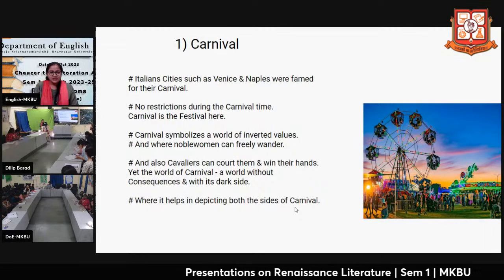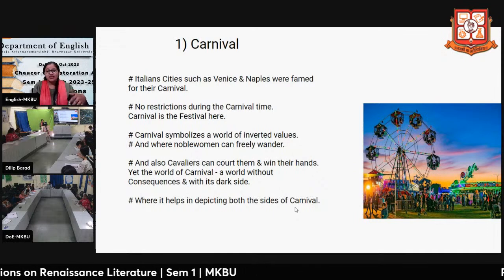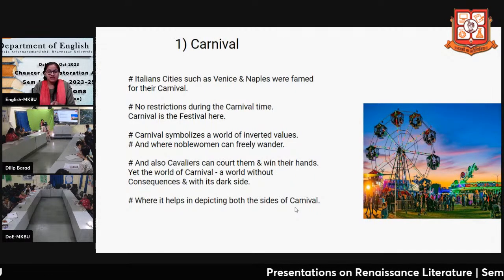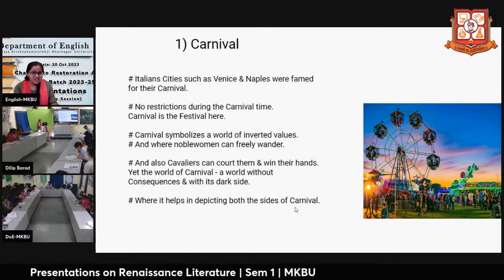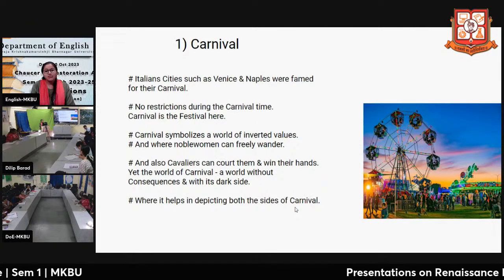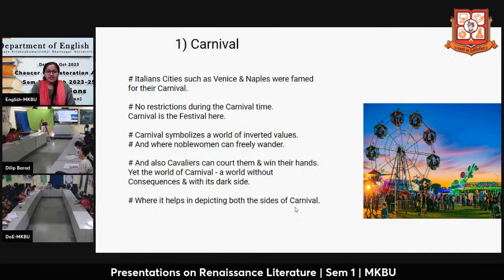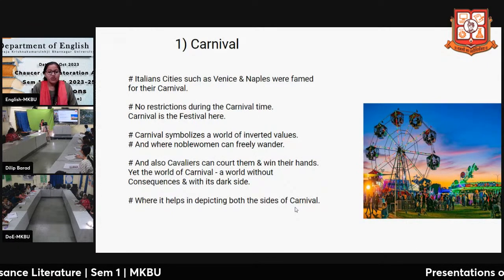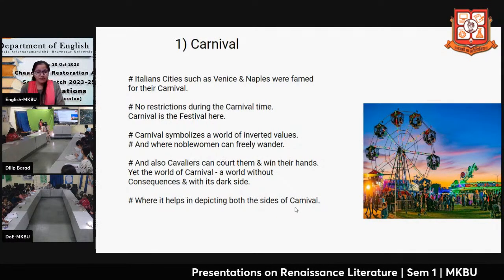Carnival is a festival which is celebrated in a huge way in cities like Venice and Naples, and there are no restrictions during this festival. This carnival symbolizes a world of inverted values, where noble women can freely wander, meaning they can roam, and cavaliers can court them and win their hearts, win their hands.